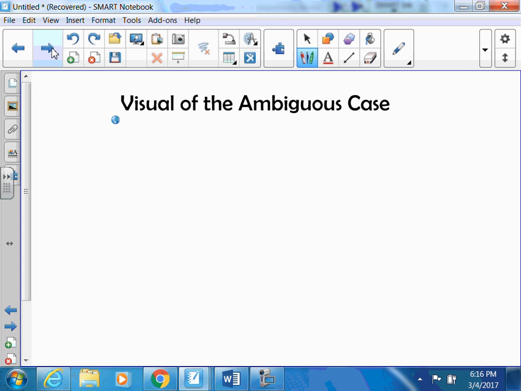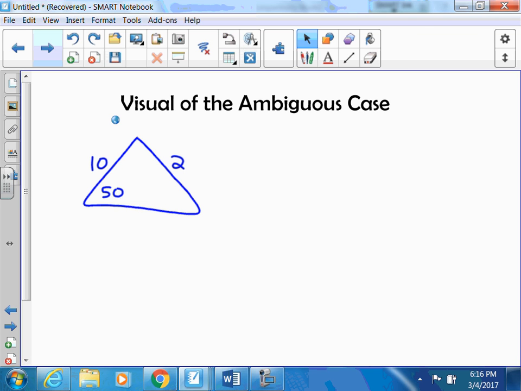Let's say you had something like this. Let's say this was 2, this was 50 degrees, and this was 10. Okay, let's just say that was the case. Looks like a triangle, right? Yeah, well, this is possible. You could form a triangle, of course. So let's see. Could we figure out what this angle is right here?